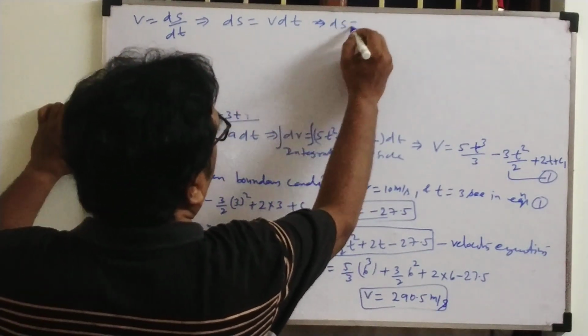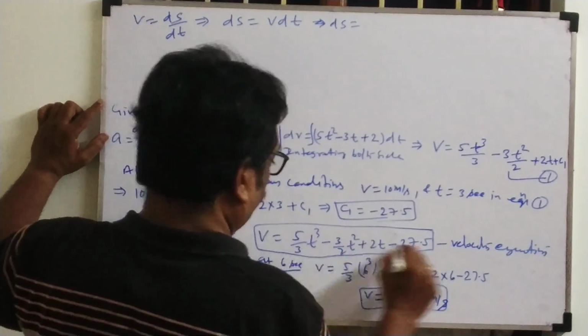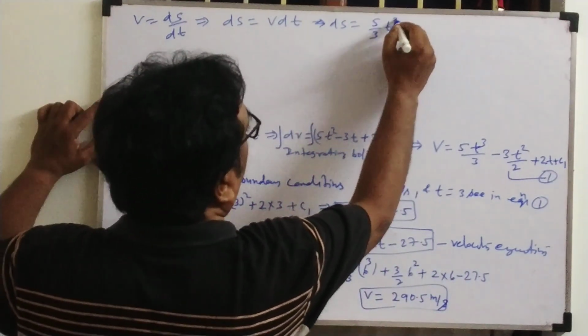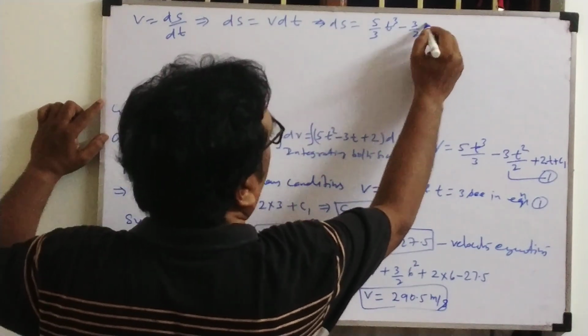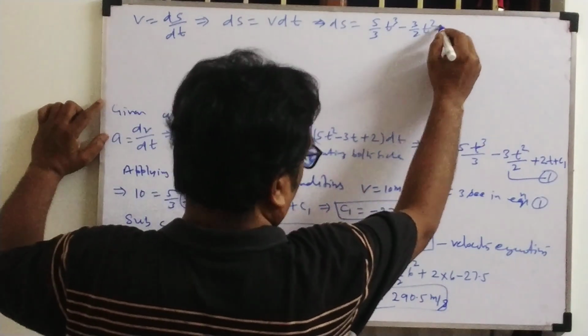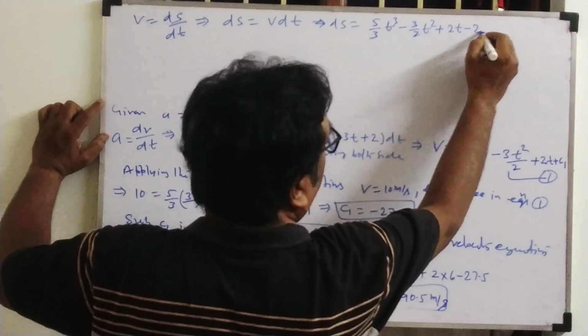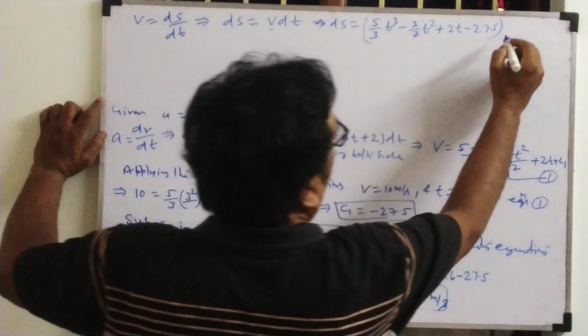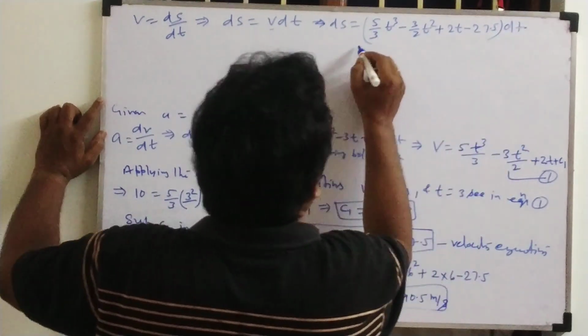Now substitute this v equation. So that implies ds is equal to v. What is v? The full equation you write: 5 by 3 t cube minus 3 by 2 t square plus 2t minus 27.5. This is v, then dt. Now integrating both sides.